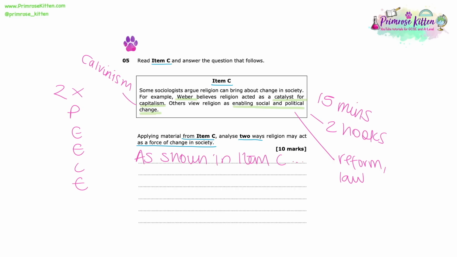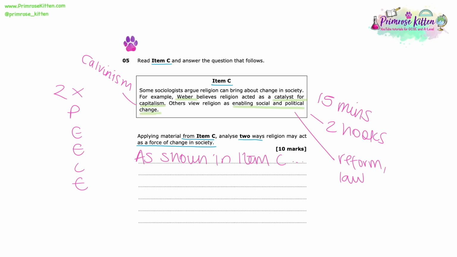So as a reminder again, I really would suggest that when you are trying to ensure that you are sticking to your two hooks in the item on these 10 markers, highlight the two ideas that you would use on your exam paper. Here, that would be Weber, and here that would be social and political change. And then that will ensure that as you construct your PEEL paragraph, you are sticking very, very closely to the item at all times.